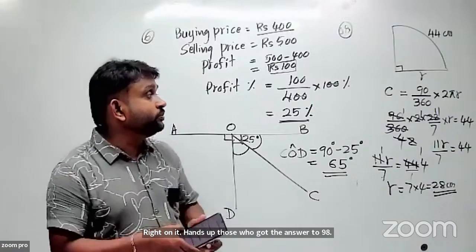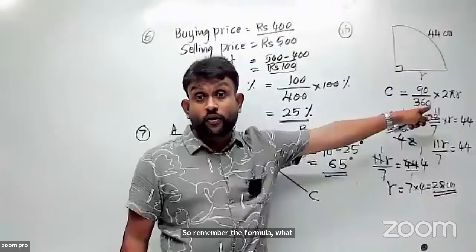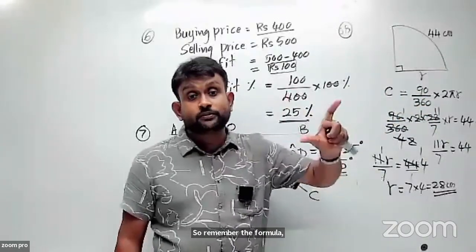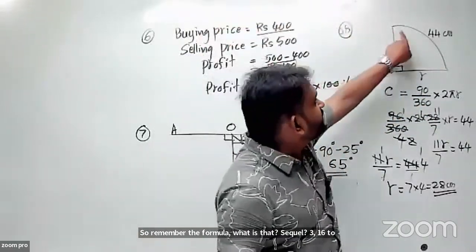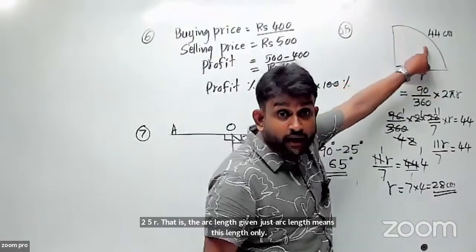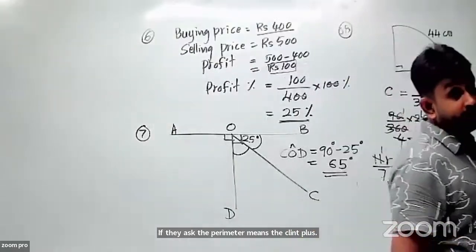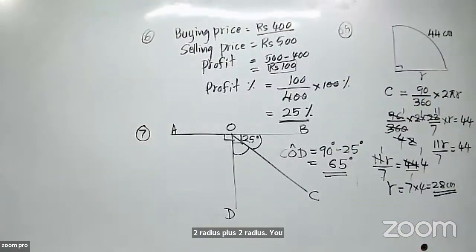So remember the formula. What is that? Equals theta upon 360 into 2πR. That is the arc length given, just the arc length, meaning this length only. If they ask for the perimeter, perimeter means the arc length plus 2 radius. Arc length plus 2 radius. You can write down this additional information if you require.